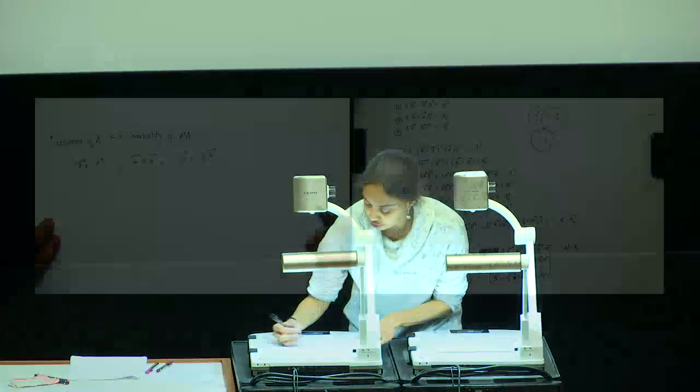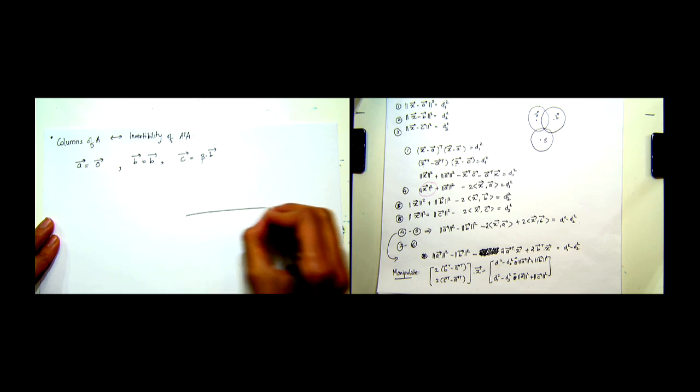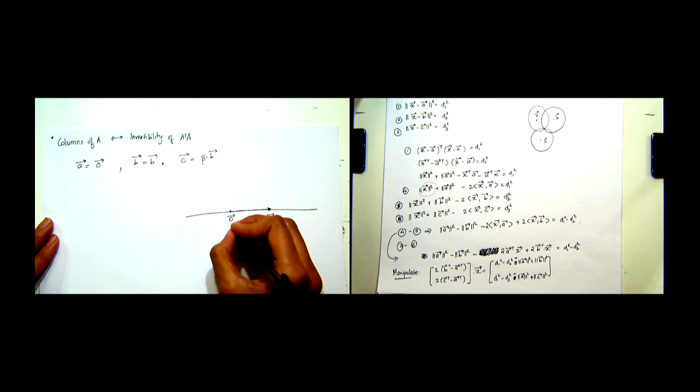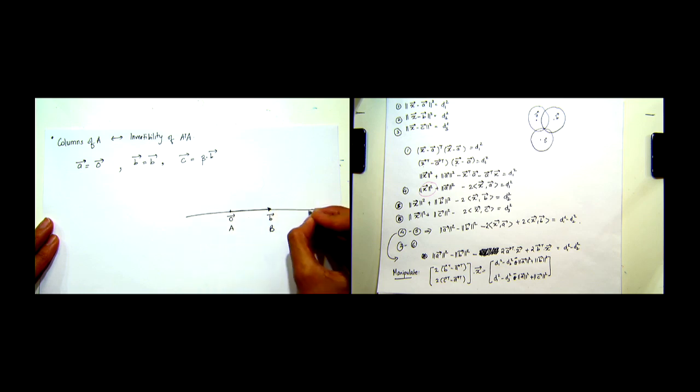So let's say I draw a picture here. A is at the 0 vector. Let's say this is vector B. This is my beacon A, this is my beacon B, and this is my beacon C, and C is equal to beta times B. What does it mean for C to be equal to beta times B? It just means that it's a multiple, right? So what is true about all of these beacons, A, B, and C? They're collinear, right? They're on a line.